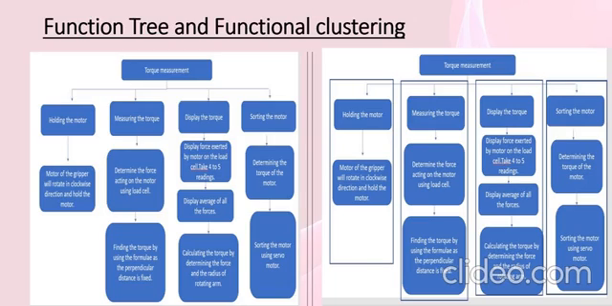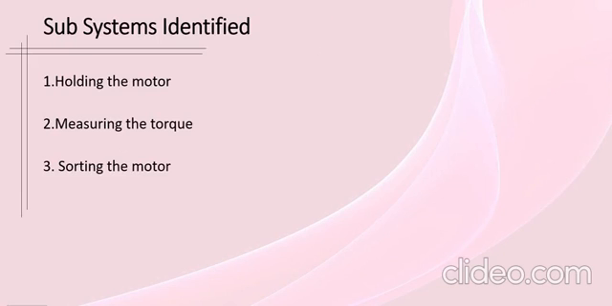Next is sorting of the motor. It is done by using a servo motor which will rotate in a clockwise or anti-clockwise direction based on the torque values. Next is functional clustering. In the functional clustering, we have divided all the three subsystems as follows. Next is subsystems identified. Here we have identified three subsystems. First one is holding the motor, which will be done by using the gripper. Second one is measuring the torque, which will be done by using the load cell. Third one is sorting the motor, which will be done by using the servo motor.